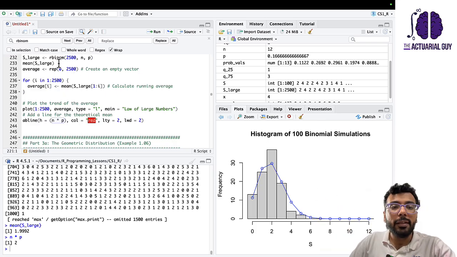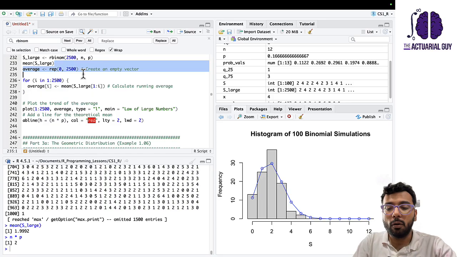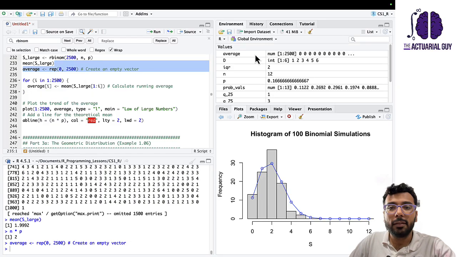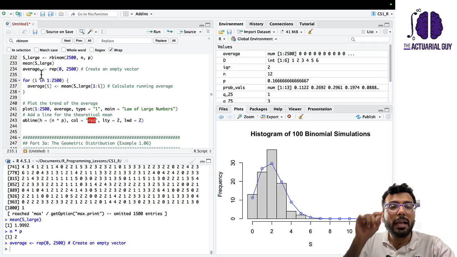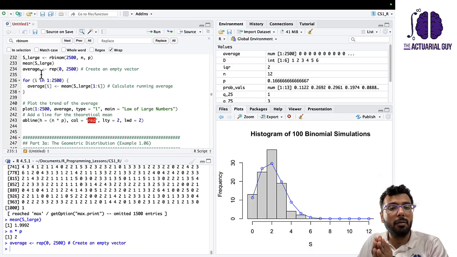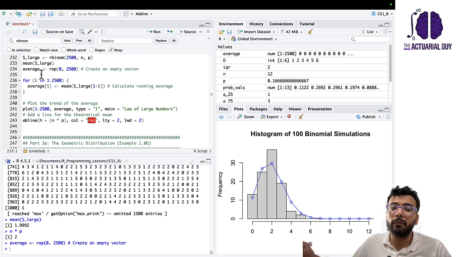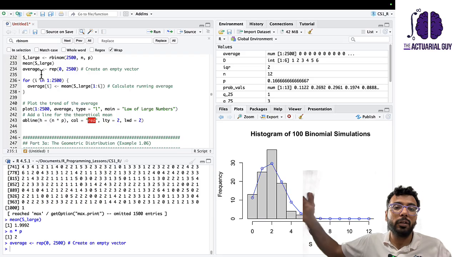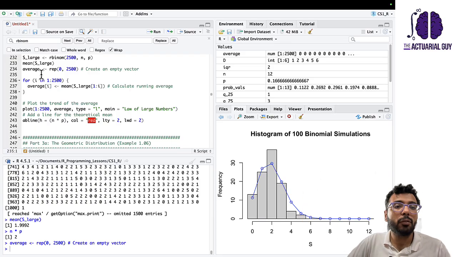Let's see. First let me create an empty vector of 2500 zeros. That's what we have started with. Let's call it average. Now I'll run a for loop and take the mean of the first simulation, first 2 simulations, first 3, first 4, first 5, first 7, first 10, first 50, first 100 simulations, and so on. I will take a running average. So what I'm telling R is that for i in 1 to 2500, you take the ith average as the mean of S large, but only from 1 to the ith value.